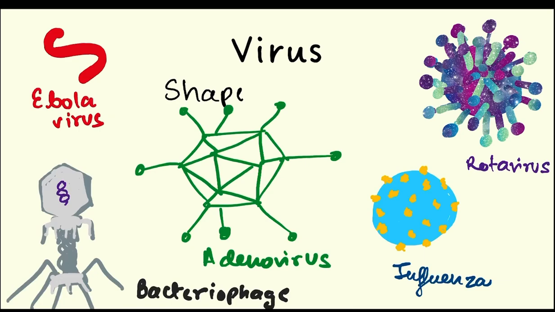Let's talk about shape. Viruses come in all kinds of different shapes. Here's some examples. Ebola virus can look like a straight line or a snake. Adenovirus has 7 faces. The retrovirus and the influenza virus are spherical in nature. And then there are more complex structure of viruses, such as bacteriophage, which has a head, a tail, and a body.